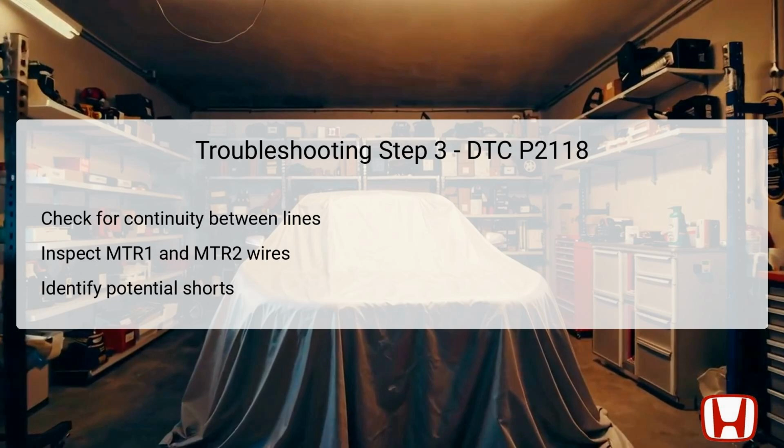Assessing continuity here helps to determine if there is a short in the wiring trouble that could be going unnoticed. If continuity is observed, this indicates a fault wherein the MTR1 wire is shorted to the MTR2 wire. Necessary repairs should then be executed accordingly to rectify this wiring issue.